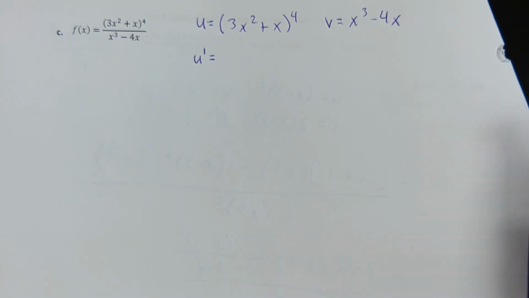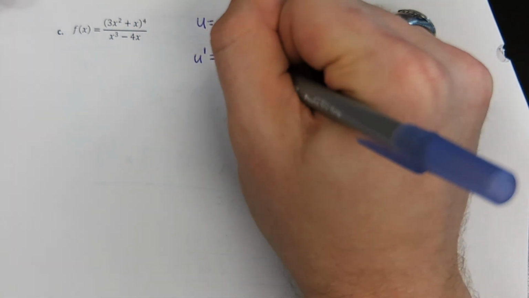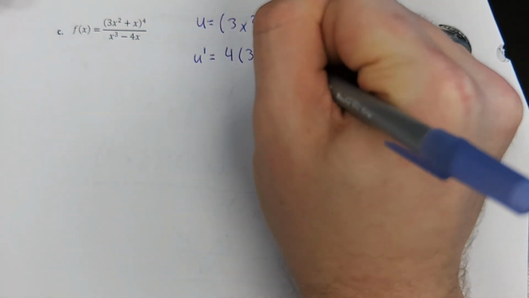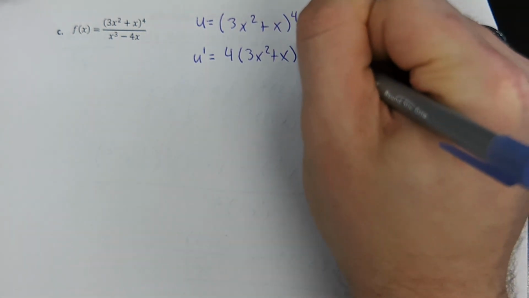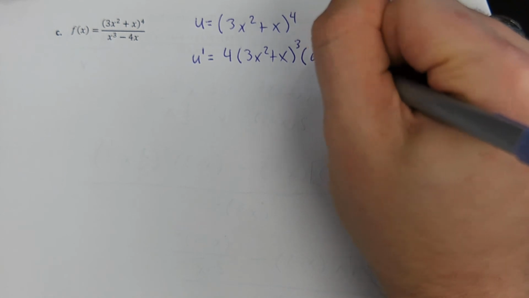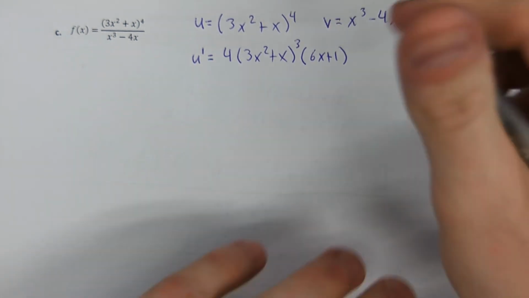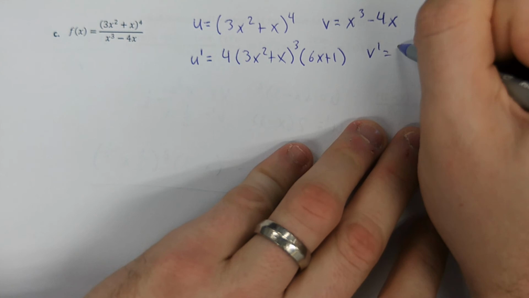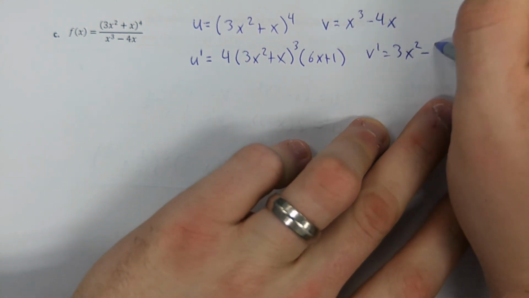So yeah, u prime is going to require a chain rule. We are going to have to peel this thing like an onion with our derivatives. So we derive the outside, which means bring the 4 down to the front. Don't touch the inside. Decrease the exponent to a 3, and then multiply by the derivative of the inside. But what is the derivative of 3x squared plus x? 6x plus 1. And v prime is just going to be 3x squared minus 4.